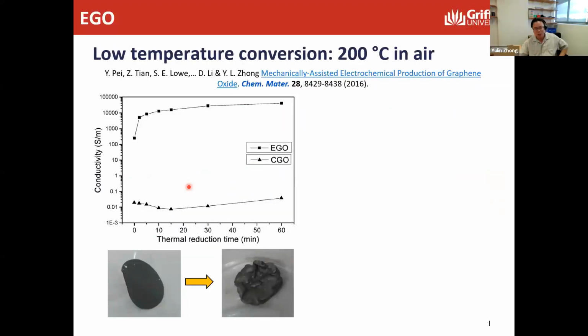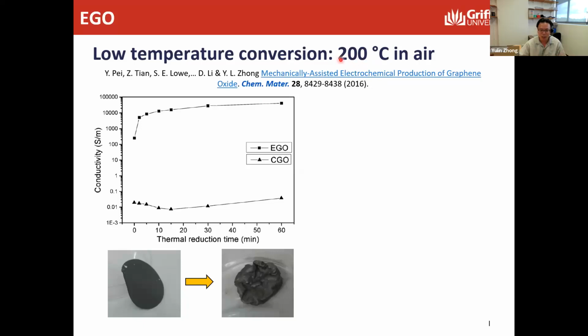So we also reported on, I think, an important point of this EGO. So we observed that it is able to undergo a thermal conversion from its insulating form when it's being synthesized to its very conductive form by just a low temperature annealing. So you can see that its sheet resistance decreases to its very conductive form at just 200 degrees Celsius.